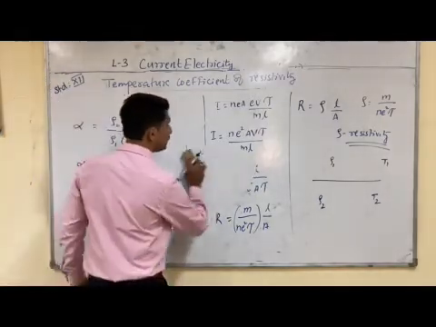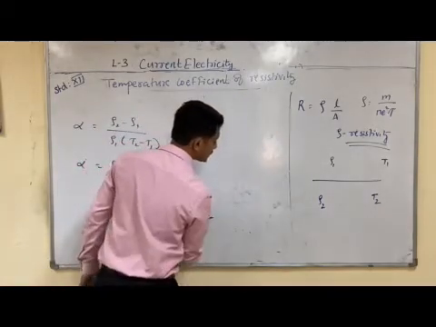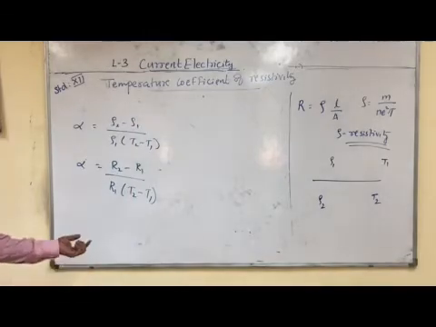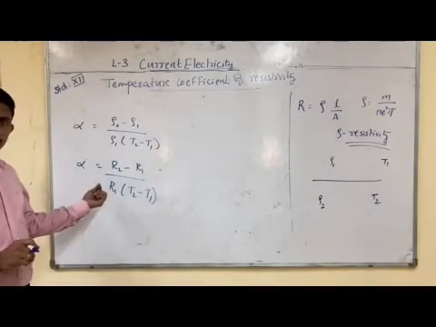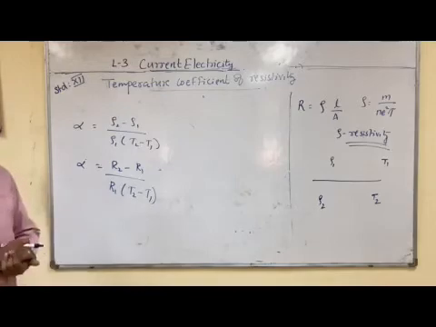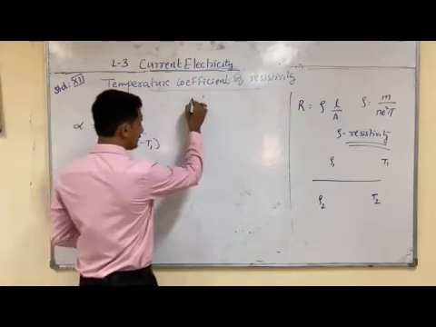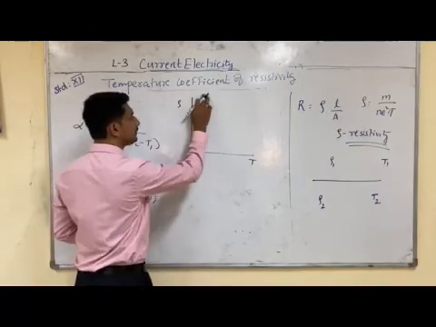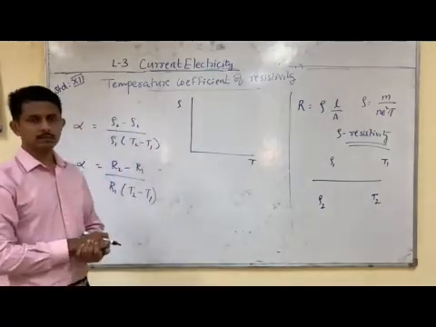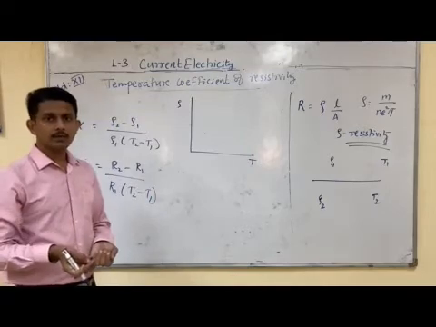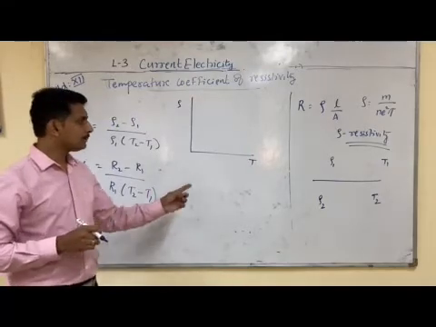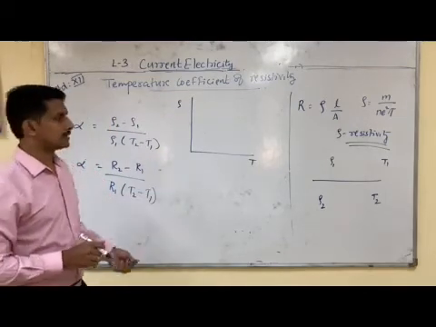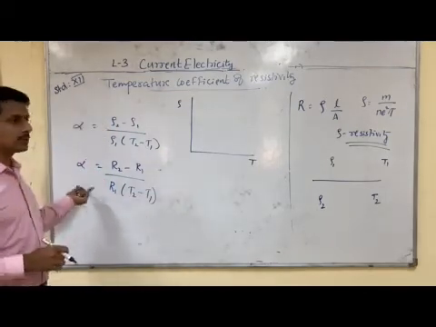Let us consider the dependence of resistivity on temperature. In the case of a conductor, this alpha, the temperature coefficient of resistivity, is positive. That means as the temperature increases, the resistivity of the conductor also increases. So in the case of conductors or metals, as the temperature increases, resistivity also increases, and alpha is positive.